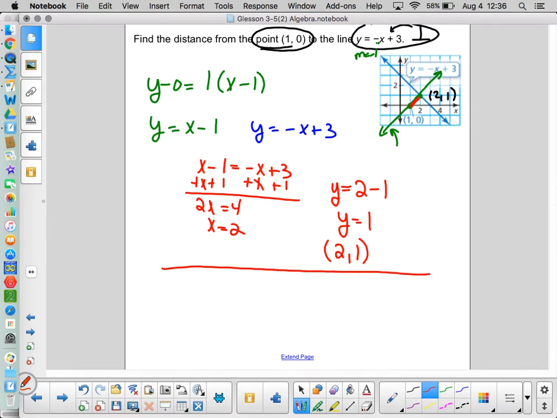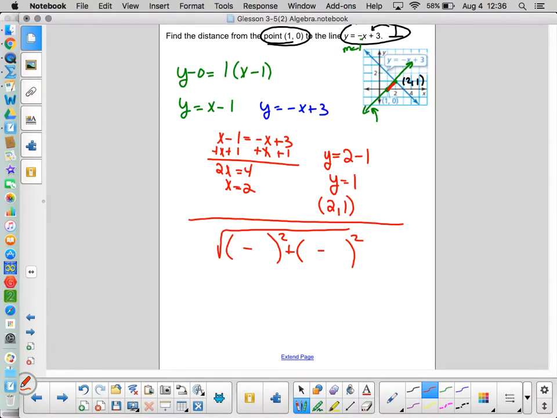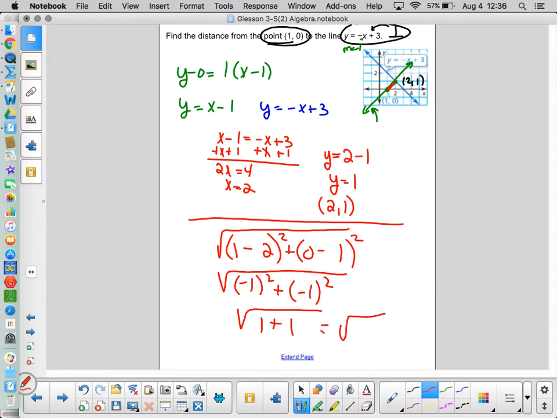Finally, we need to find that distance. So I'm going to use distance from those 2 points. Distance formula. It's not going away anytime soon, so you better get used to it. The points are 1, 0 and 2, 1. So when I plug that in, that's -1 squared plus -1 squared, or 1 plus 1, which is the square root of 2. That is the distance from that point to that line.